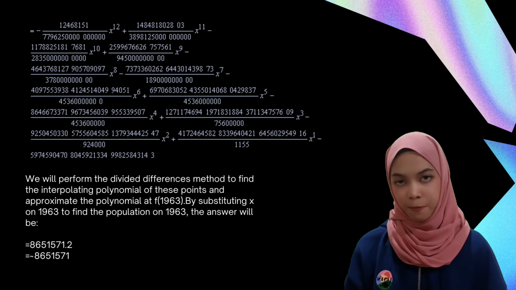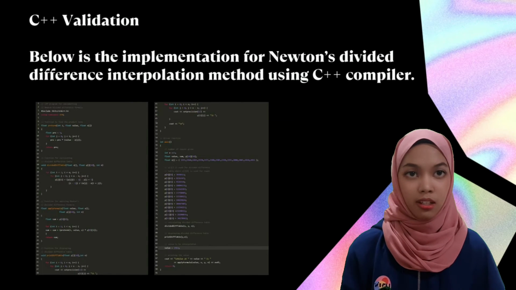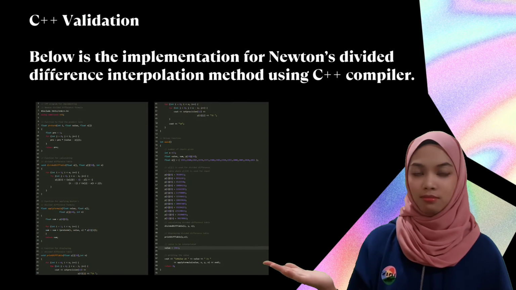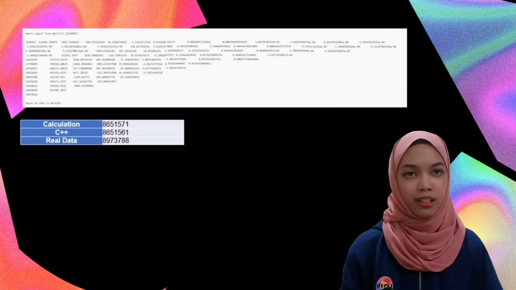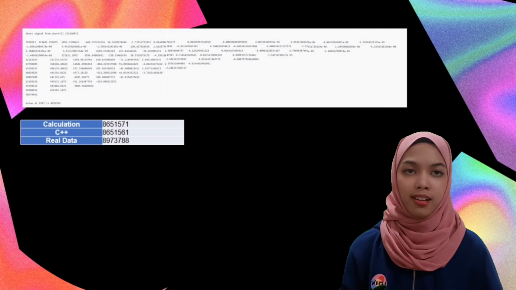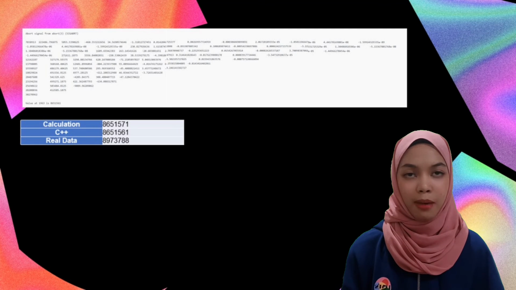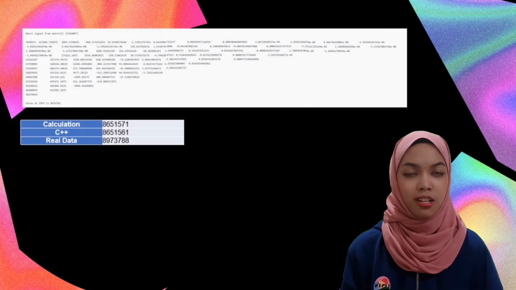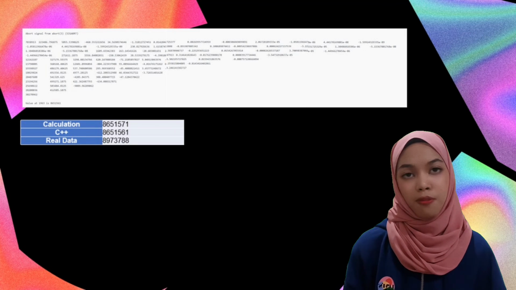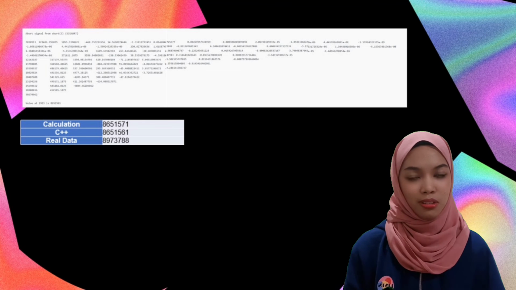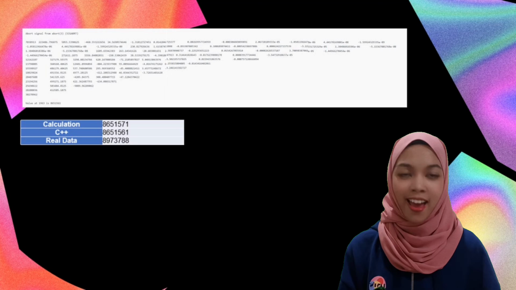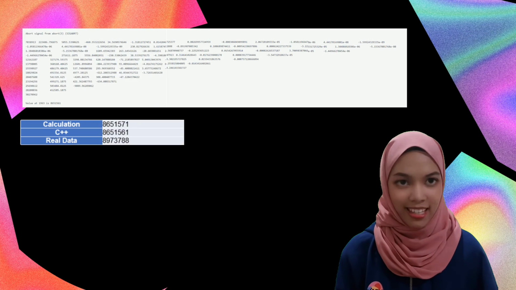So the answer will be this, and then to validate the data, we use C++ using the coding shown on the slide. Next, in the comparison, the value is merely the same as in the calculation. The Newton divided difference can be used to find the interpolating data. True, there is a small gap between the real data and the calculation, which is understandable given that it involves a human population, which we can't really control. Even with good tools, we cannot predict the exact data. And with that, I say my thank you.